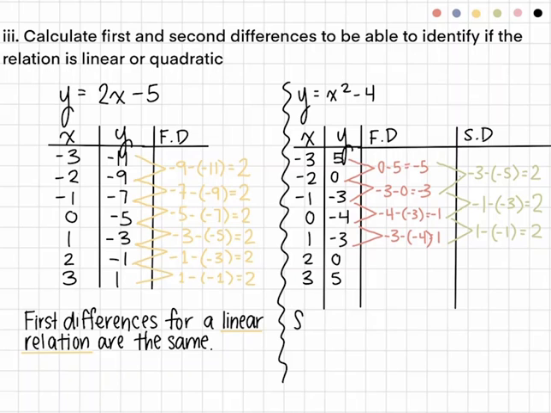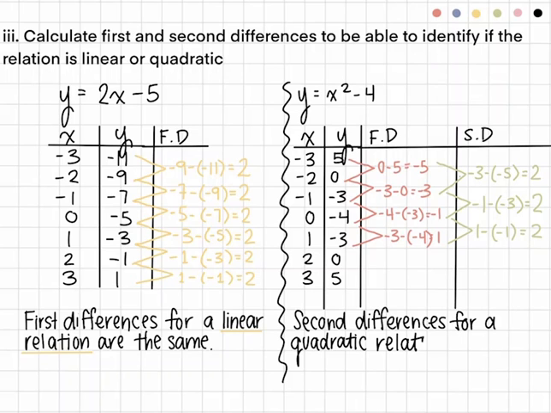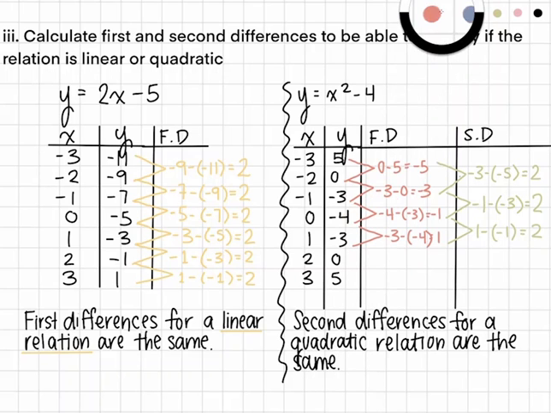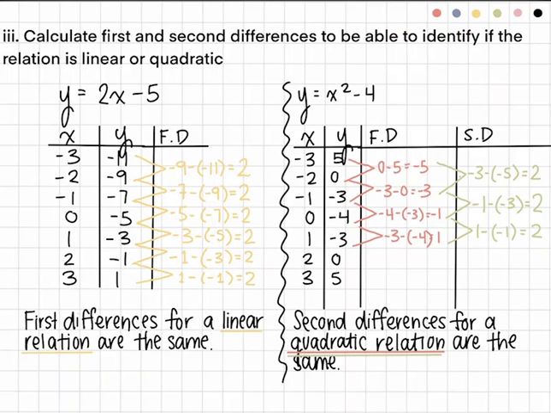So second differences for a quadratic relation are the same. Whoops, trying to get a different color here for you. There we go.